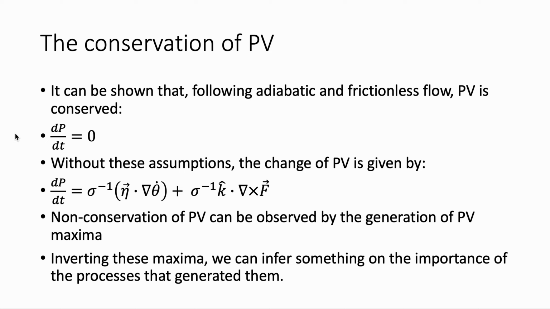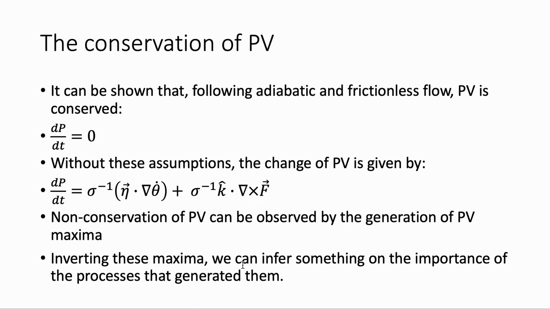However, sometimes in the atmosphere you do have diabatic processes, and sometimes you do have friction. So if we indicate friction with a vector F, then it can be shown that in the general case, without assuming adiabatic and frictionless, we need to include two extra terms, this term over here and this term over here.